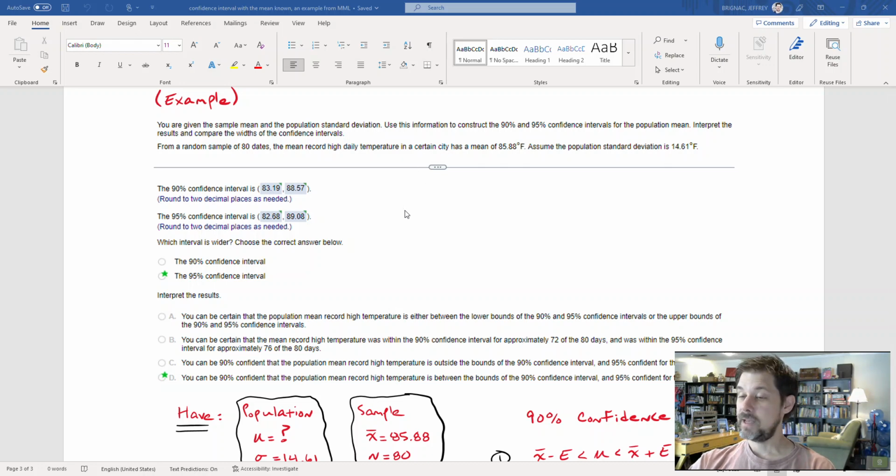I got this question yesterday from a student, and it's from MyMathLab. I can't remember which assignment, but I'll post it in the correct place so it's linked to the assignment that this comes from. But the question goes like this. It's about creating a confidence interval, a 90% confidence interval and a 95% confidence interval, and so on.